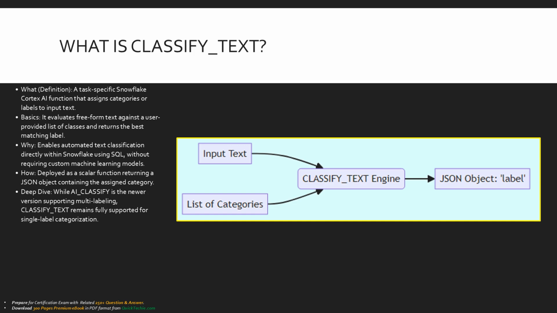analytics. Keep in mind, Snowflake recently introduced AI Classify for multi-label tasks, but Classify Text remains a fully supported, highly efficient tool for your single-label categorization needs.